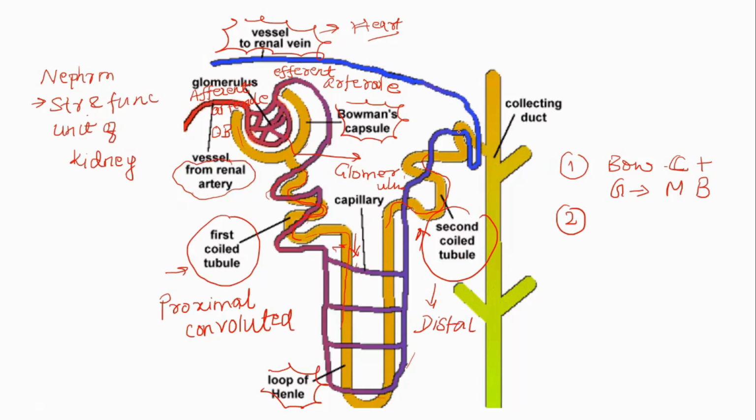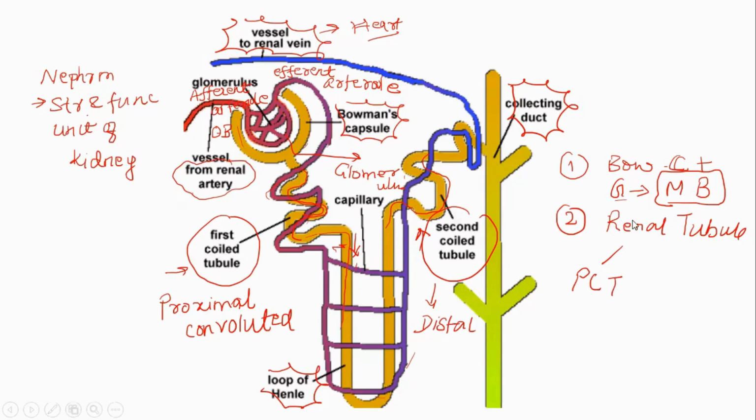The second coil tube, or the distal convoluted tubule, finally forms another important structure, which is called the collecting duct. So let us now write the parts in a sequence. Bowman's capsule plus glomerulus is called the Malpighian body or Malpighian corpuscle, and then you have the renal tubule. The renal tubule is made up of PCT.